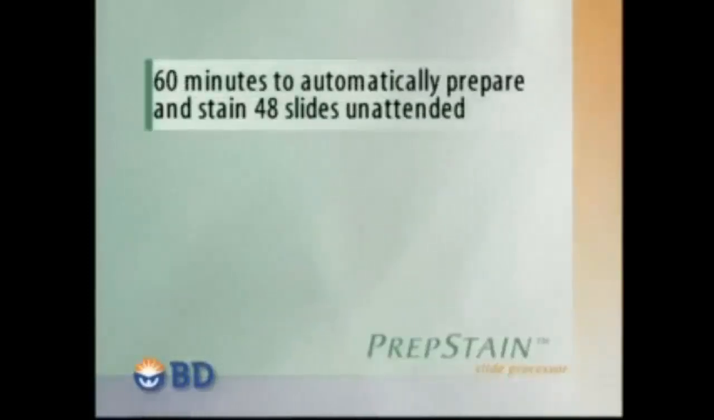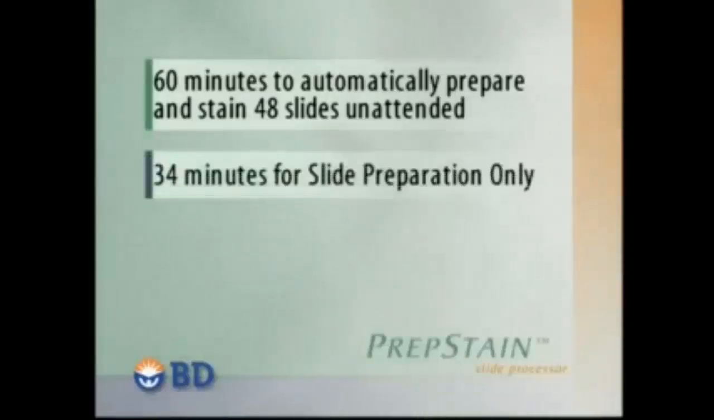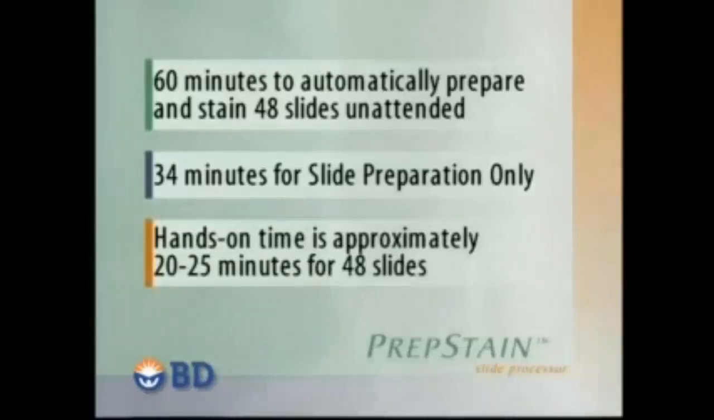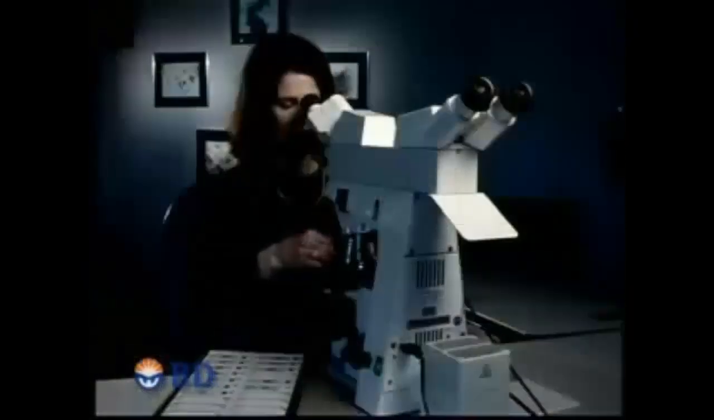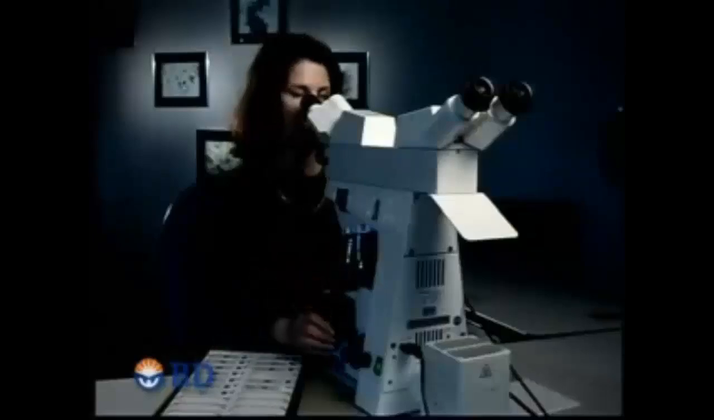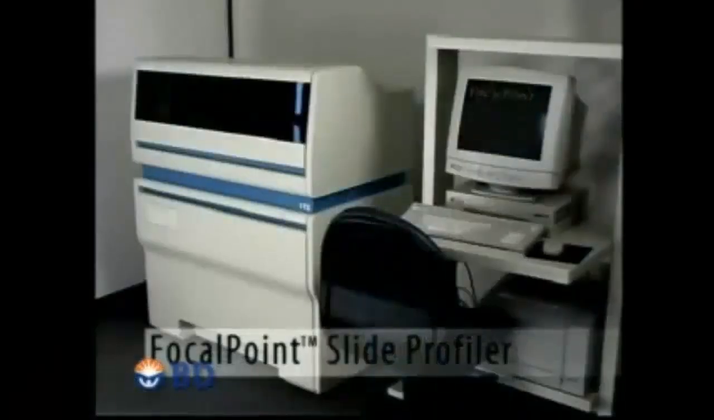The PrepStain system takes about 60 minutes to automatically prepare and stain 48 slides unattended, or 34 minutes using slide preparation only. Hands-on time to complete the pre-processing steps is approximately 20 to 25 minutes for 48 slides. The end result is a 13 mm circle with a nice homogeneous unobstructed view for screening, which can be done either manually by the cytotechnologist or automatically using the focal point slide profile.